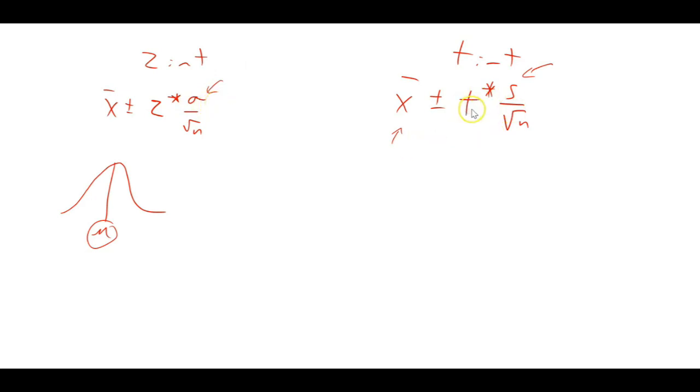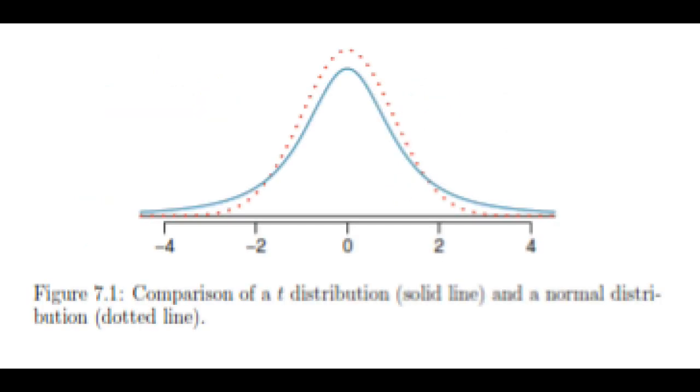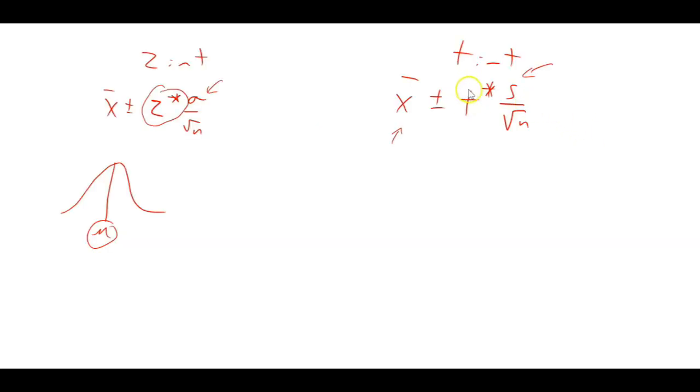Now, there's one other change: you'll see there's this T star versus Z star. Well, Z star is the length of that stick on the perfect curve. What's T star? Well, when we substitute S instead of sigma, we are no longer working on a normal curve. It's very close. It's called a Student's T curve, and it is very, very similar. It has the same general shape, but it is not exactly a normal curve. So what we have to do is figure out we are working on this different curve.